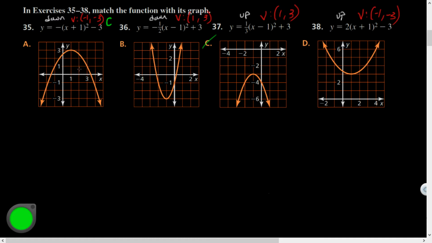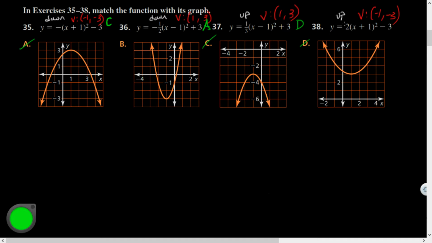This one has a vertex at 1, 3. This one has a vertex at 1, 3. This one has a vertex at 1, 3. This one opens down, so this one must be A. All right. And then let's see, 1, 3. Oh, that was the other one, and it opens up, and it's a third, so that's why it was a vertical smoosh. So 37 is D.